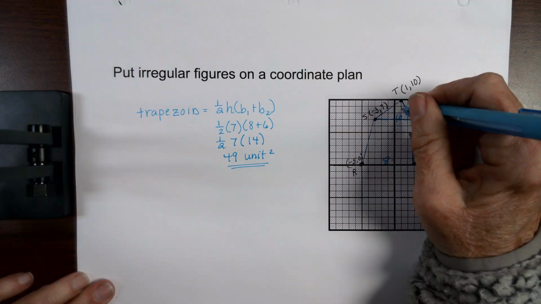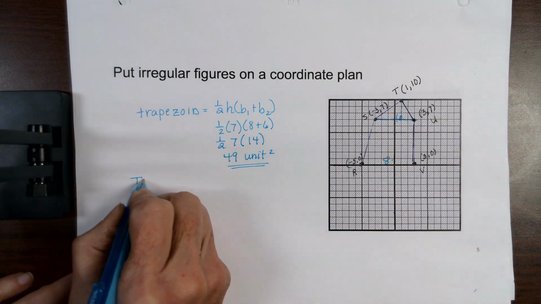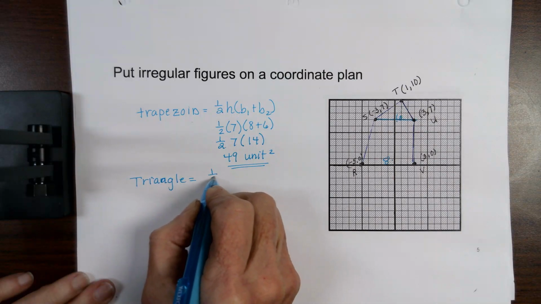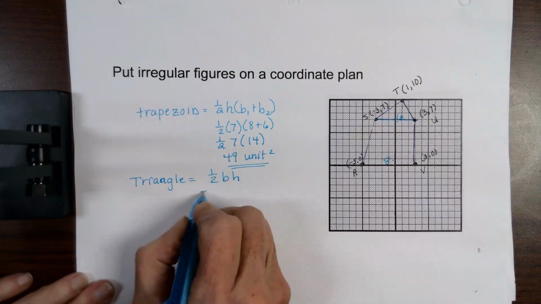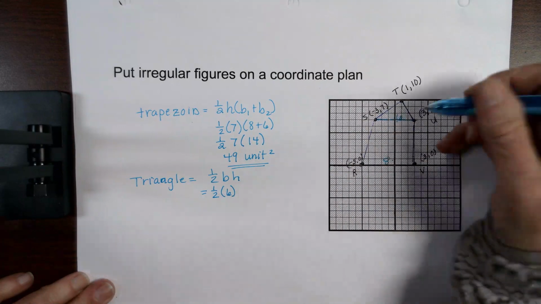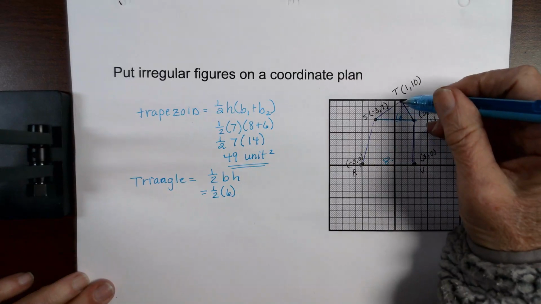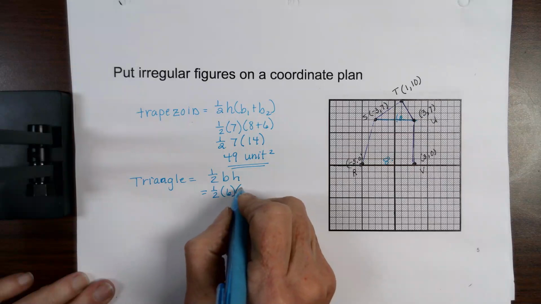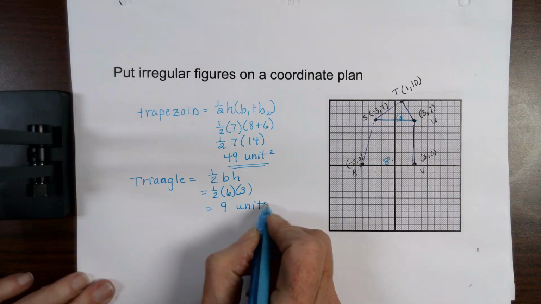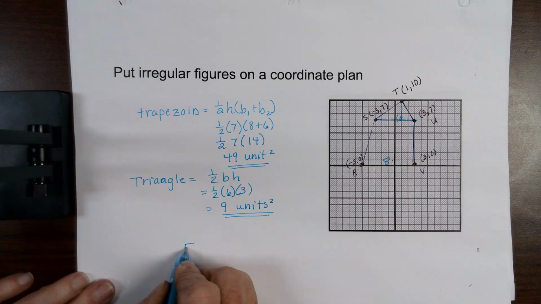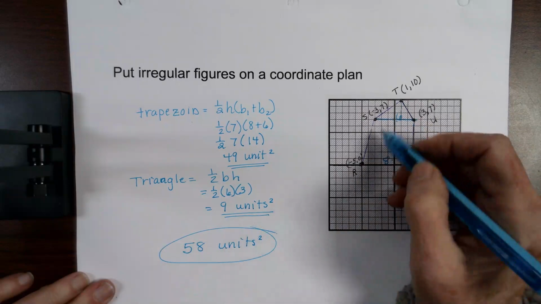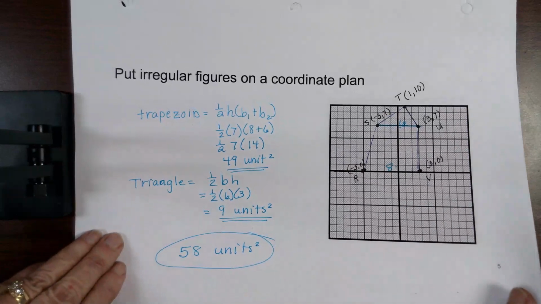Now I want to look at this triangle right here. Remember, a triangle is 1/2 the base times the height. So the base of this triangle is 6. I already know that. The height of that triangle will be from 7 to 10. Okay, so that's going to be a 3. So this is going to give me a 9. So when I add those two together, I'm going to get 58 units squared. And that's going to be this total area that looks almost like a house.